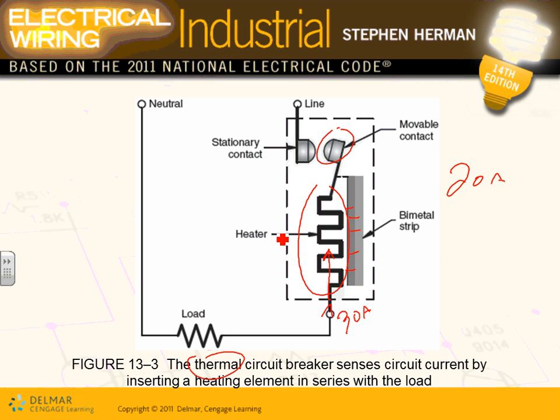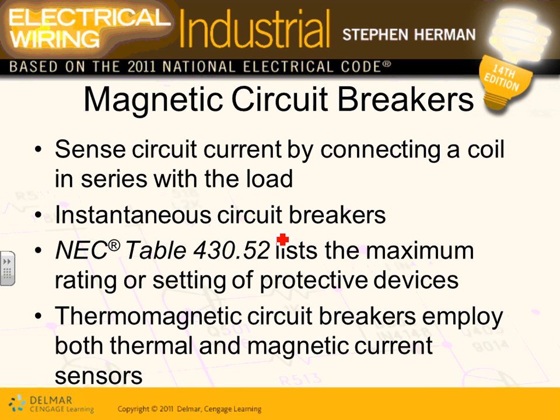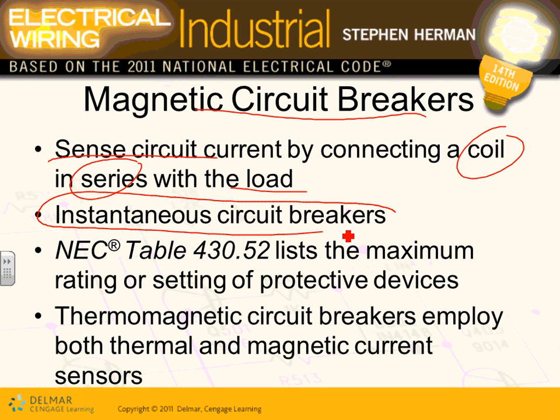This is a thermomagnetic circuit breaker. It has two components, thermal and magnetic. Typically, guys, we don't have them thermal only. We have them thermomagnetic. So here's my thermal overload. The second part is called the magnetic circuit breaker, the tripping mechanism. This guy senses the current by connecting a coil in series with the load. It is called an instantaneous trip circuit breaker, based on these tables. It has the maximum rating.